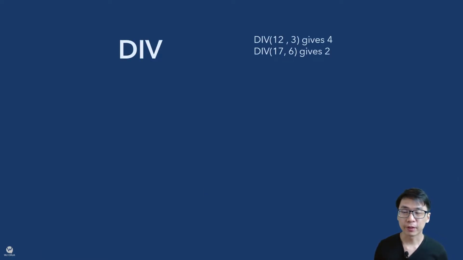The first one is actually div. This one is quite similar to the division before, but you are going to get the integer only. That means you will not take any decimal points. For example, 12 divided by 3, you get 4, this is normal. But 17 divided by 6 should be 2 point something. But here, div will only take the integer, and no matter what the decimal is, it will ignore it. So this is div.